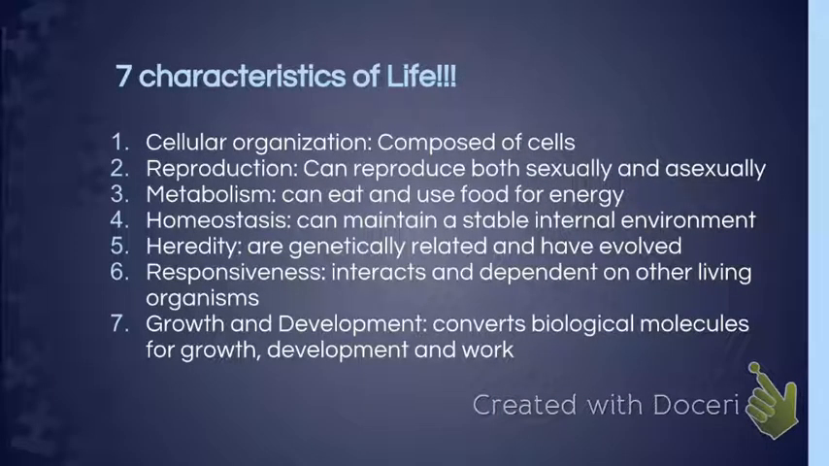The 7 characteristics of life are cellular organization, so things need to be composed of cells. Reproduction, so they can reproduce both sexually and asexually. Metabolism, meaning it can eat and use food for energy. Homeostasis, which means it can maintain a stable internal environment.